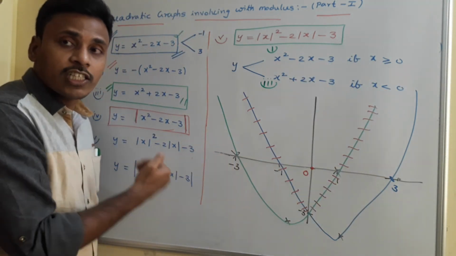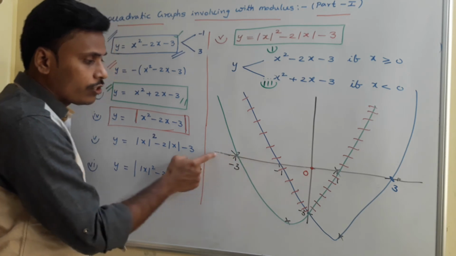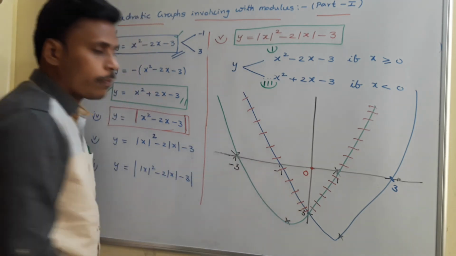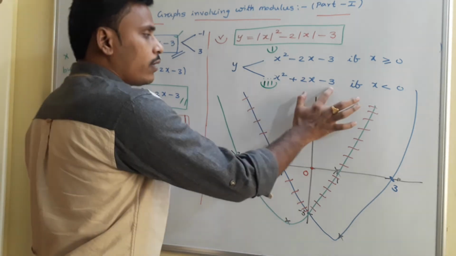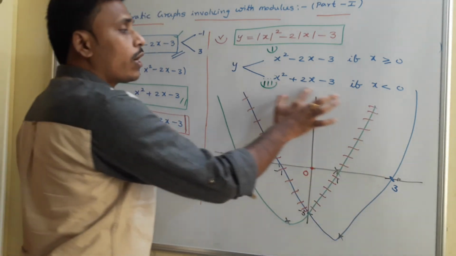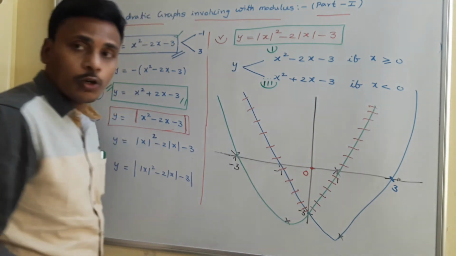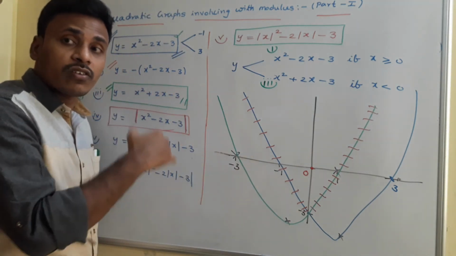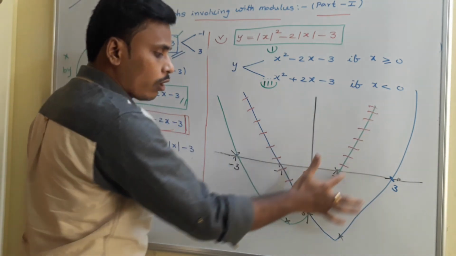So if x is less than 0, neglect it. This is the negative region, so neglect all this blue color part. Now the second one, this green color graph, you need to consider only if x is less than 0. If x is greater than 0, that means the right side, you need to neglect, so neglect all this part.